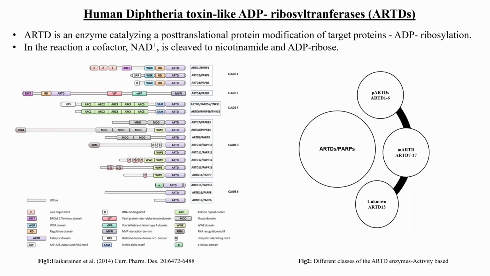To tell you briefly about my project, I'm working on human diphtheria toxin-like ADP-ribosyltransferases. These are enzymes which catalyze a post-translational modification, that is ADP-ribosylation. This enzyme uses NAD as a cofactor, and it cleaves NAD, nicotinamide is released, and ADP-ribose is added to the target protein, in turn changing the properties of the target protein.